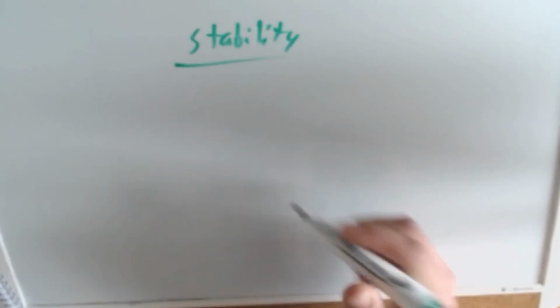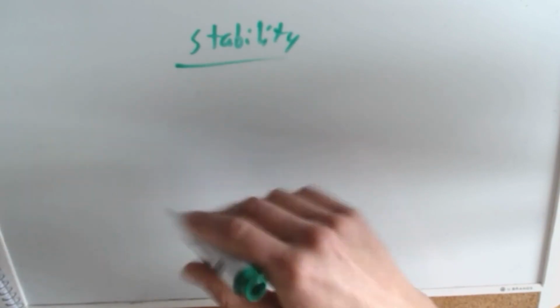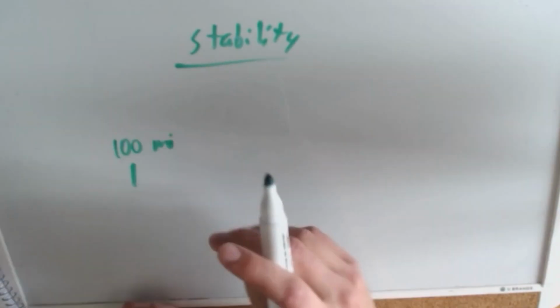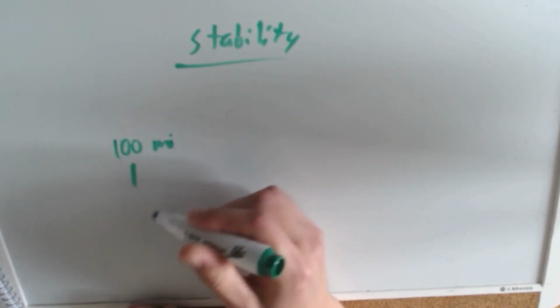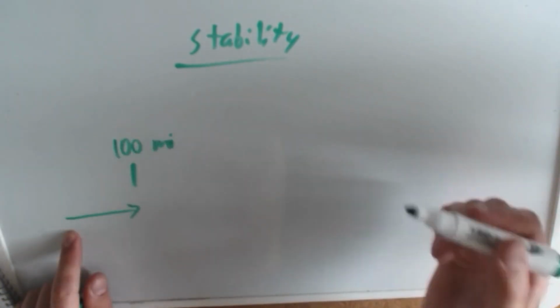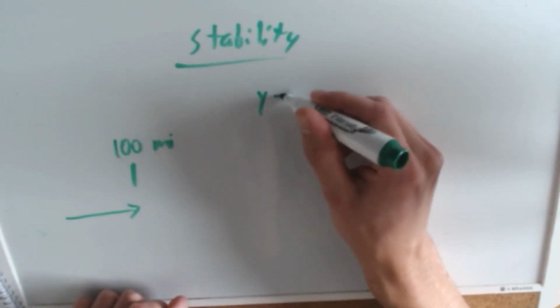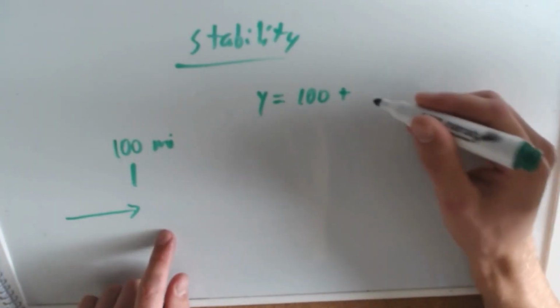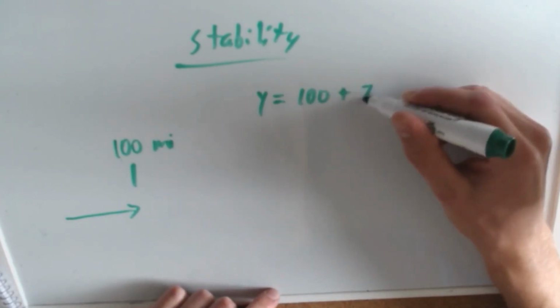So stability of a differential equation model, which is what we're going to be making, kind of depends on how small our dt is going to be. Let's say we have a plane at 100 miles across the US. He's going from California to New York. Let's say that his position y is equal to 100 plus whatever speed he's going to be going at. Let's say his speed is going to be 70 miles per hour.